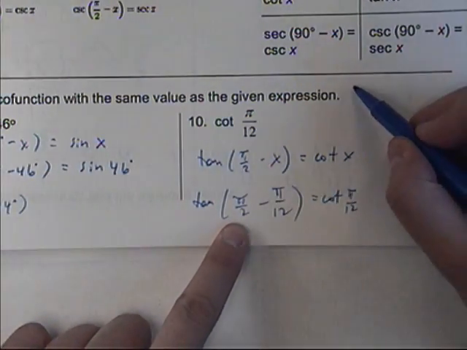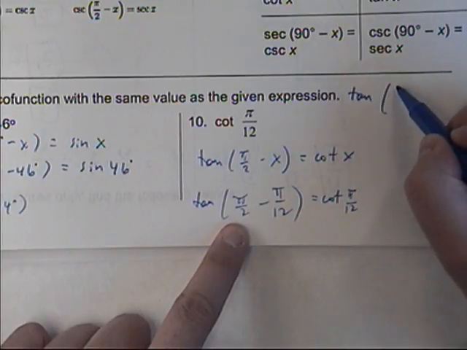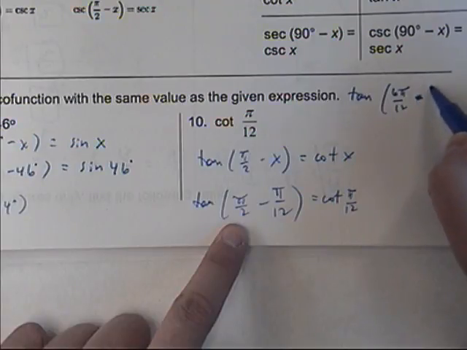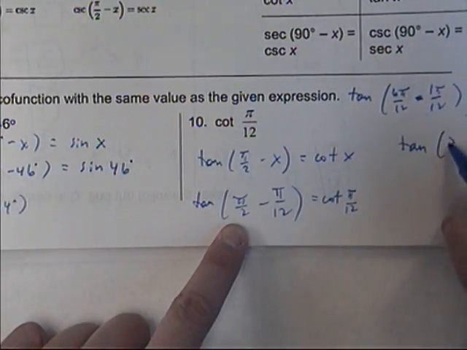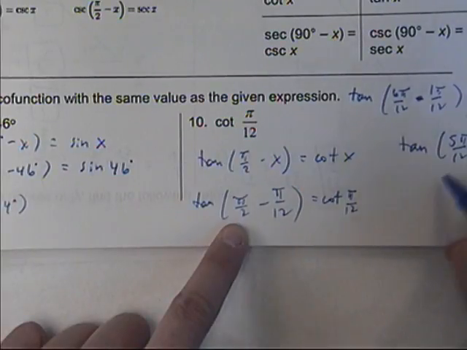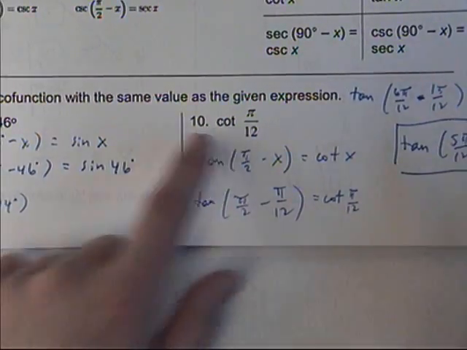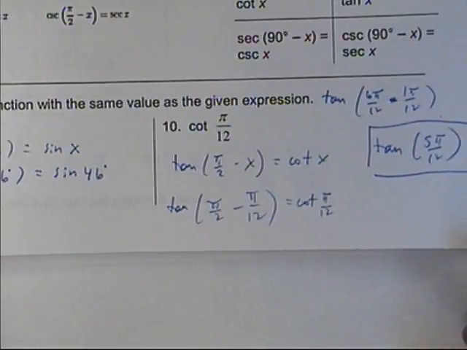So I just do the subtraction. I need a common denominator. So I have the tangent of 6 pi over 12 minus 1 pi over 12, which gives me the tangent of 5 pi over 12, being equal to the original value, cotangent pi over 12.